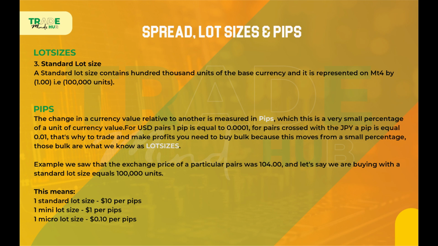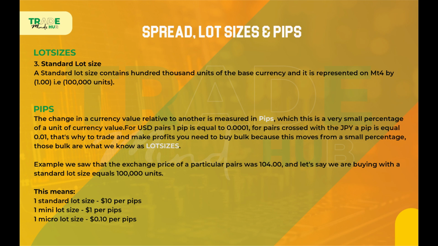So like I said, lot sizes are very important to know because this is where we buy in bulk, and there are 3 types. I repeat, we have the mini, the micro, and the standard. I'm just doing a recap again because we are done with the class. If you use 1 mini lot size, it represents 10,000 units, and what we see on our MT4 is 0.10.